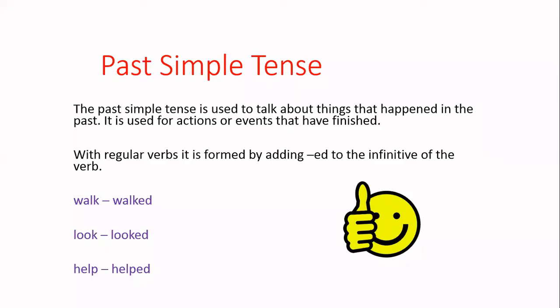Okay, so today we're going to talk about the past simple tense. The past simple tense is used to talk about things that happened in the past. It's used for actions or events that have finished. So with regular verbs, it's usually formed by adding ed to the infinitive of the verb. So walk would be walked, look would be looked, help would be helped.